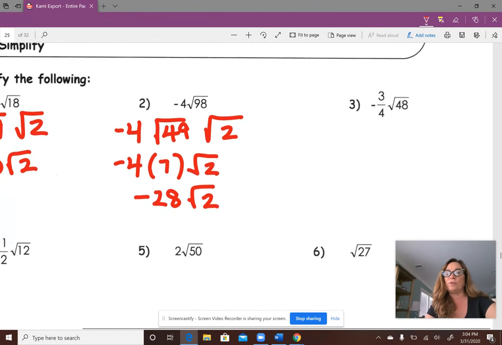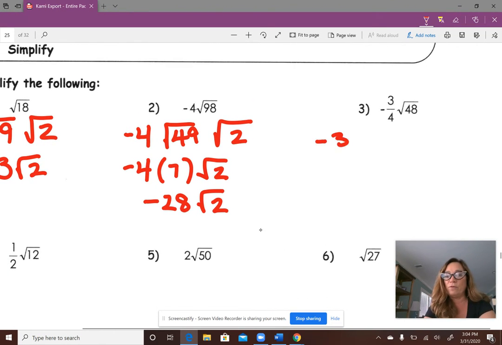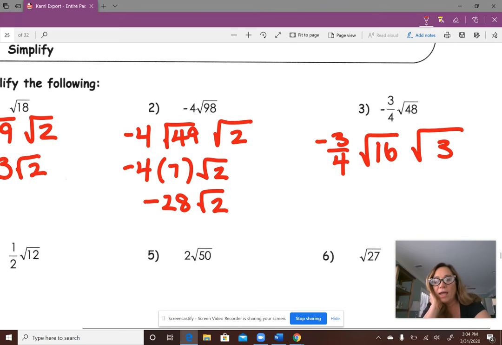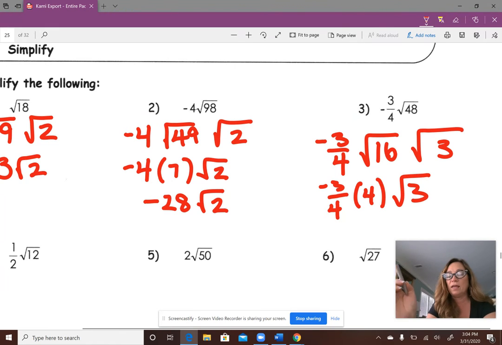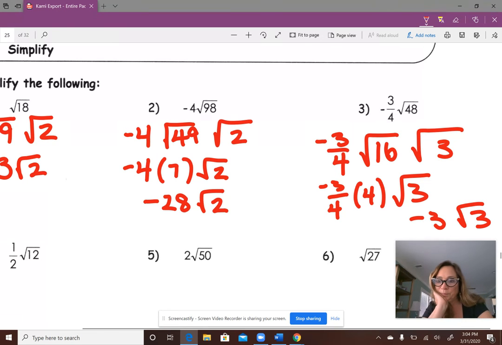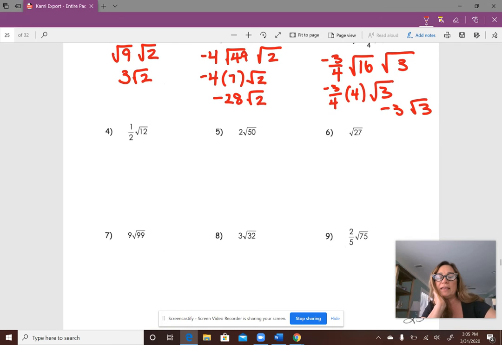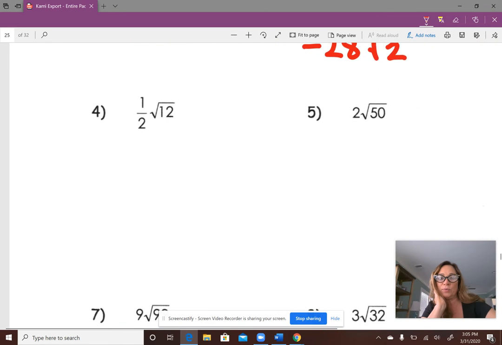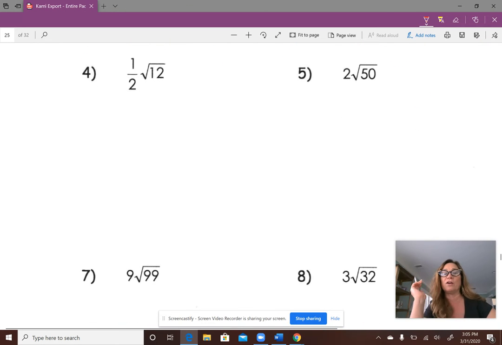Okay, so number 3, negative 3/4, that's a coefficient, and 48, I'm going to use 16 and 3. So the square root of 16 is 4, so that gives me negative 3/4 times 4 radical 3. So my final answer is negative 3 radical 3. Okay, this is called simplifying square roots. You'll see this in directions of things when it says answer in simplest radical form.